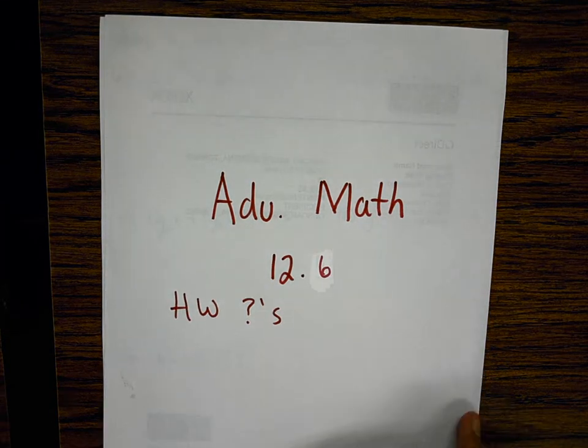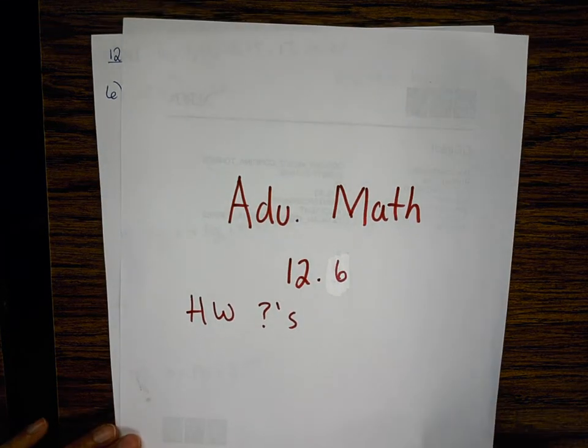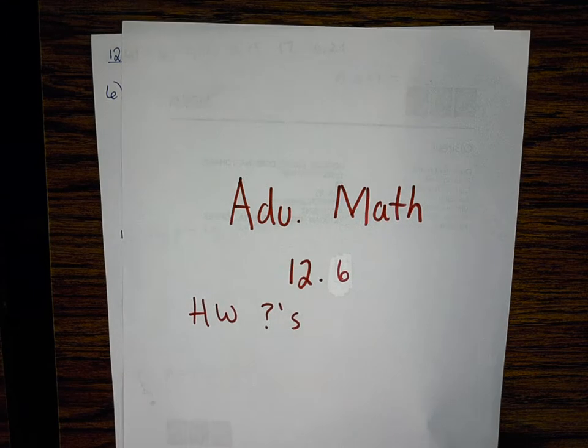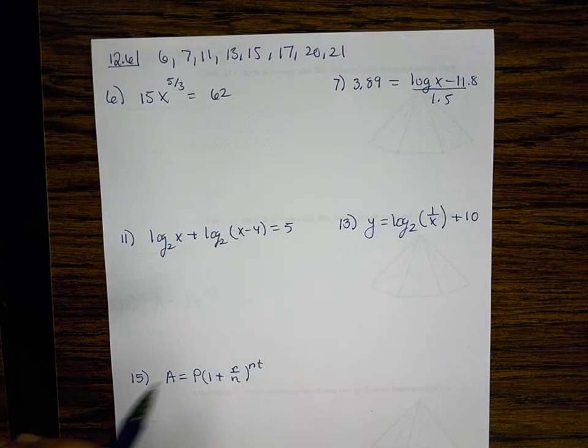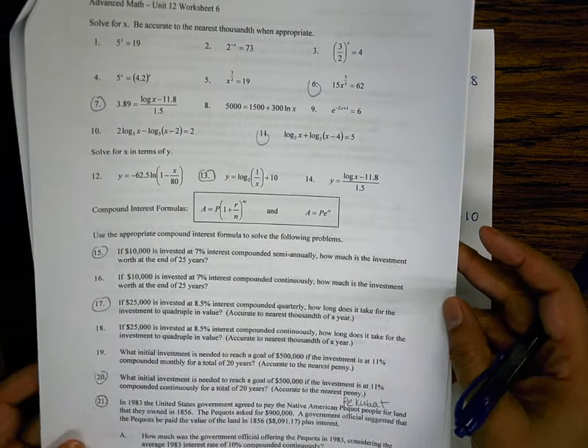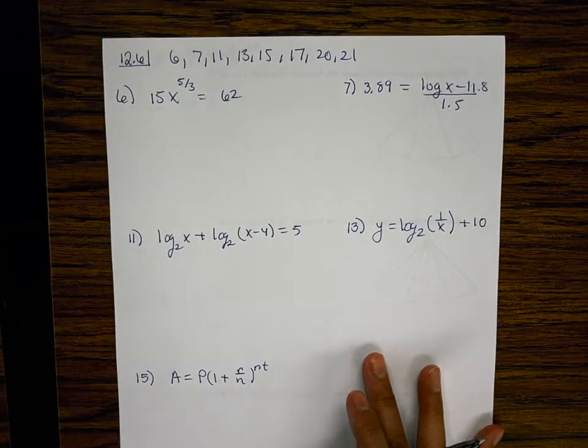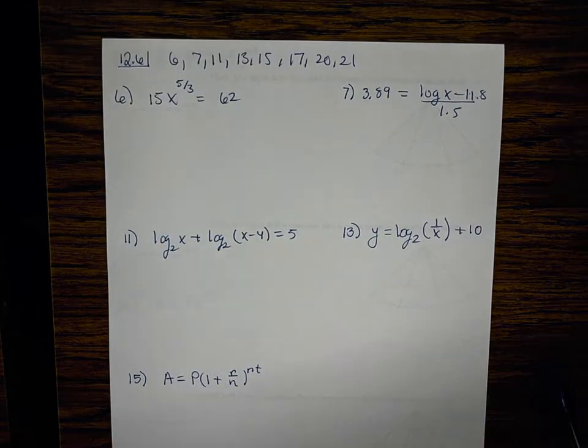This is Advanced Math 12.6 homework questions. That's Advanced Math Unit 12, Lesson 6. These are the problems I'm going to go over here, and this is off of your worksheet 6, which is this one here. And starting off with number 6.